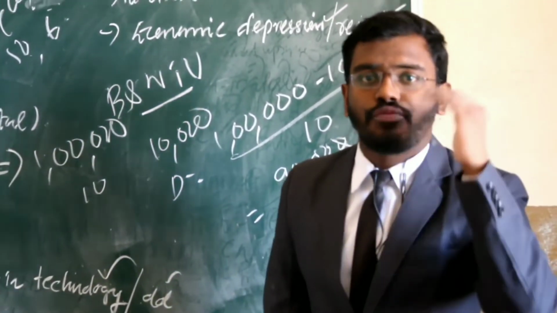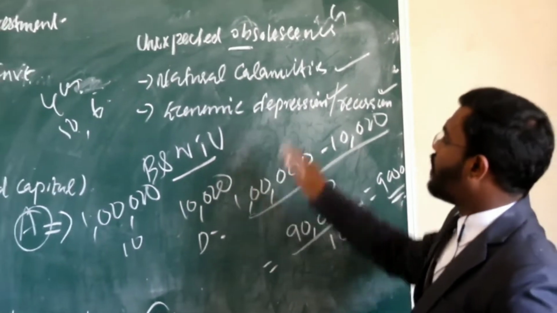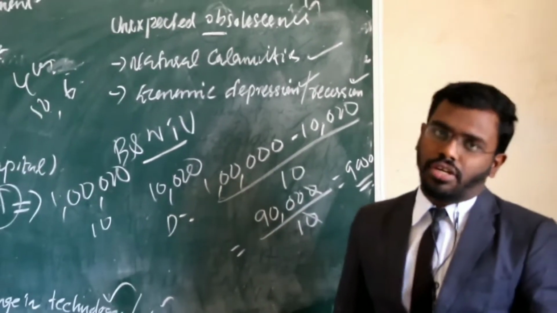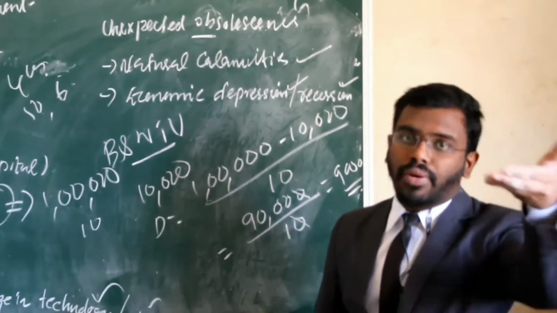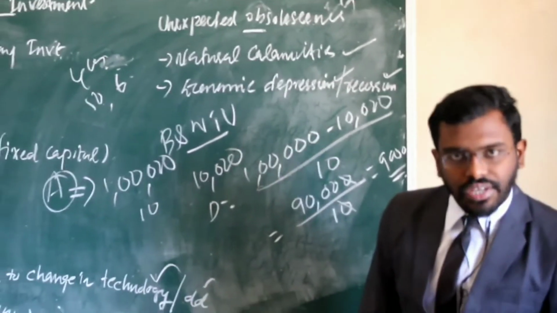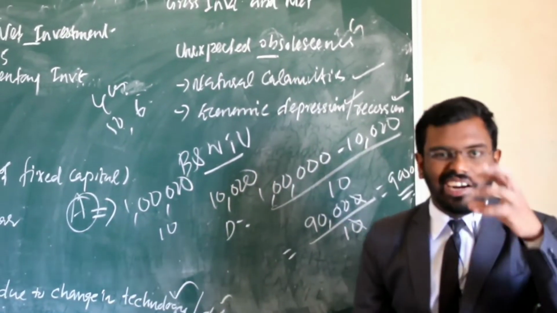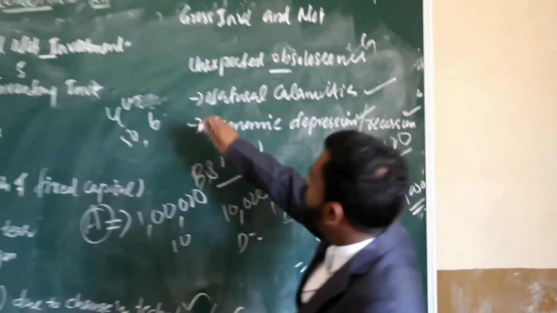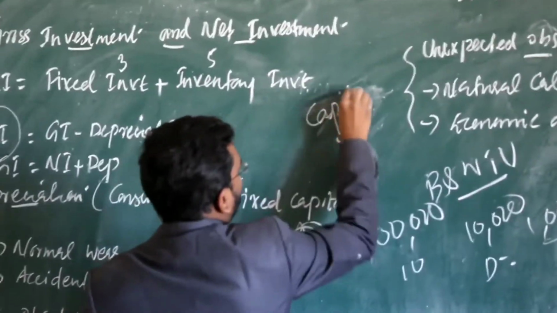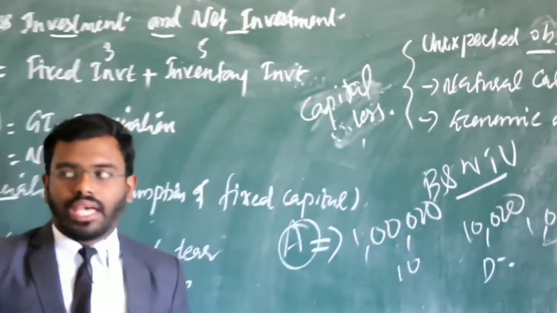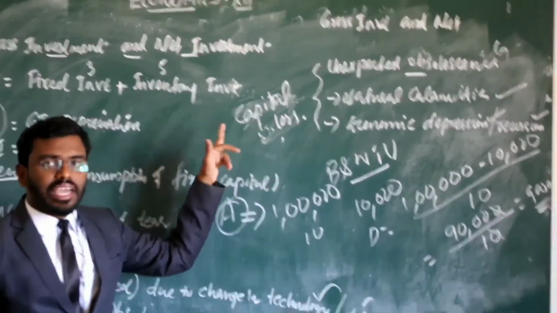So unexpected obsolescence means loss of value of an asset due to natural calamities or due to economic depression or recession. During economic depression, if the country faces recession or depression, automatically the price of commodities will decrease. So the value of assets will decrease. Is it not? That is also known as unexpected obsolescence. And another name of unexpected obsolescence is capital loss.